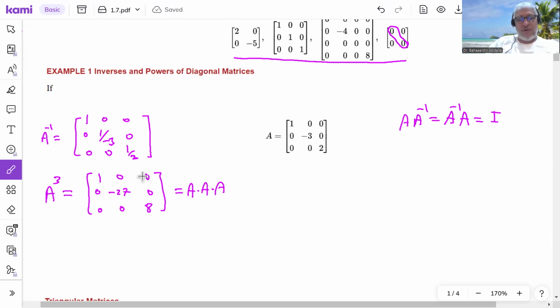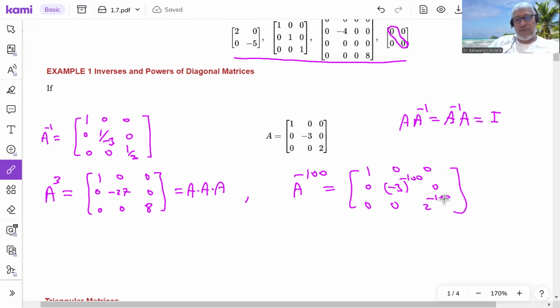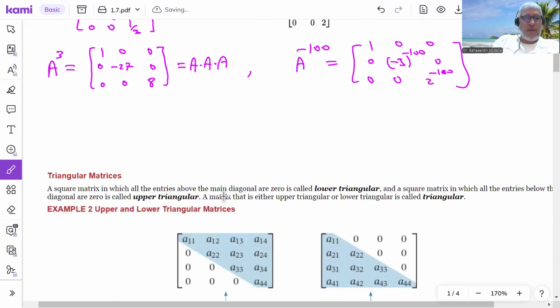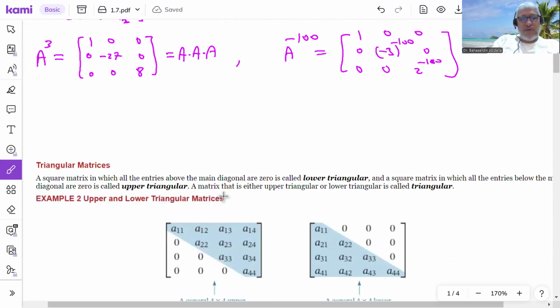So it's very easy to find inverses and powers of diagonal matrices. Even if you want to find A to the power -100, it would be 1 to the power -100, -3 to the power -100, and 2 to the power -100. That's it. As easy as that. This is about diagonal matrices.